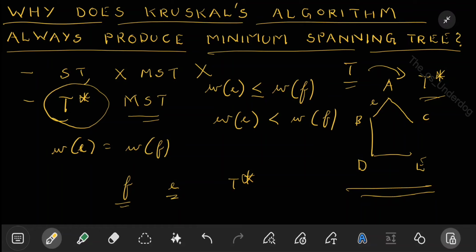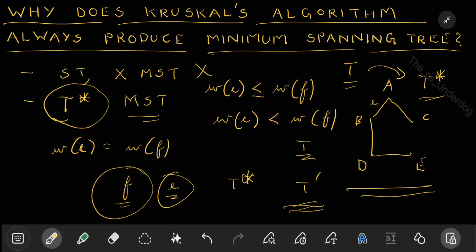T star will still hold as the MST, but the problem this time is that even though T dash, the new MST that you are forming by replacing F with E, has the same weight as T star, there is another problem. The problem is T dash now has one more edge in common with T than T star has. Why is it? Because E is an edge which is present in T.